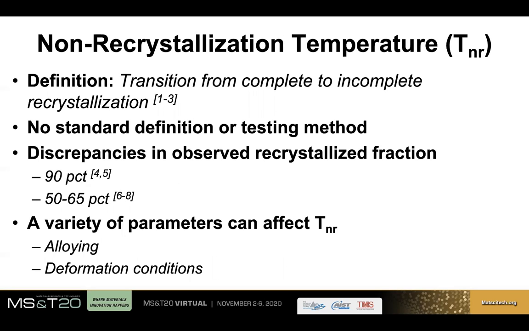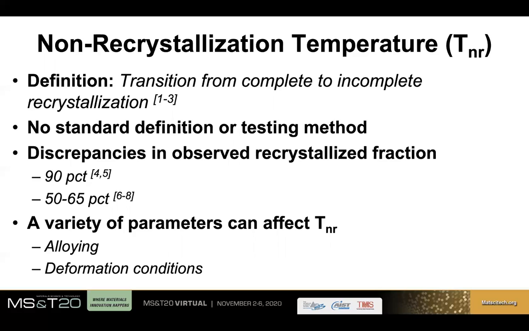So to start, we'll look at the non-recrystallization temperature, or TNR. And TNR is commonly defined as the transition from complete to incomplete recrystallization between two stands in a rolling mill. While this is a common definition, there is not a standardized definition of TNR or testing method to determine it. And as such, there are discrepancies in the observed recrystallized fraction noted in the literature. So some authors have noted 90% recrystallization near TNR, and this is pretty consistent with the definition as the transition from complete to incomplete recrystallization.